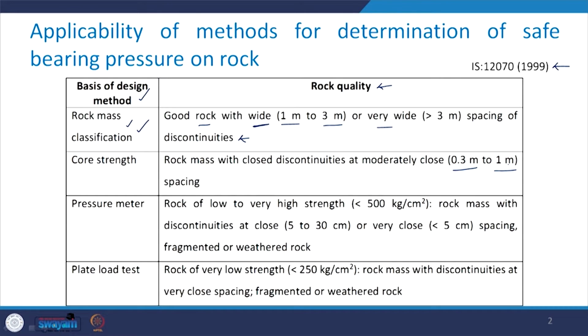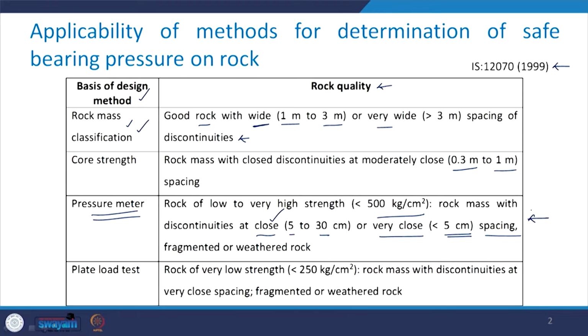The third category belongs to rocks of low to very high strength, that is less than 500 kg per square centimeter, with rock mass discontinuities at close or very close spacing. When I say close, it lies between 5 to 30 centimeter, and for very close the spacing is less than 5 centimeter. In case of fragmented or weathered rock, we can find out the safe bearing pressure using the results of the pressure meter test. This test is right now beyond the scope of this particular course, but for the sake of completeness I have put it here for your information only.